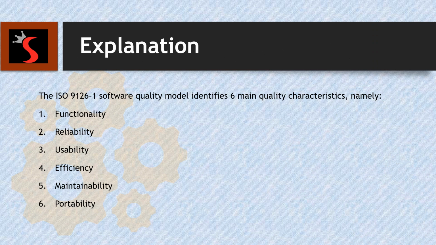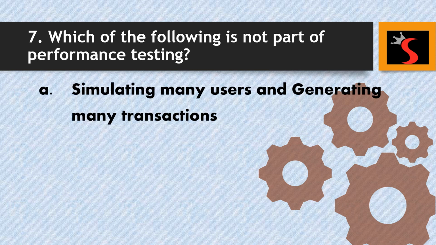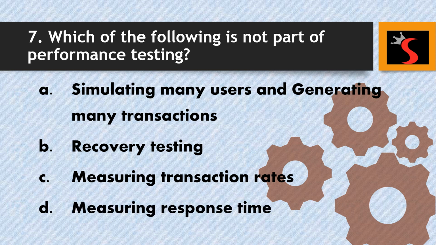Explanation: The ISO 9126 software quality model identifies six main quality characteristics, namely functionality, reliability, usability, efficiency, maintainability, and portability. Which of the following is not part of performance testing? A. Simulating many users and generating many transactions. B. Recovery testing. C. Measuring transaction rates. Or D. Measuring response time.